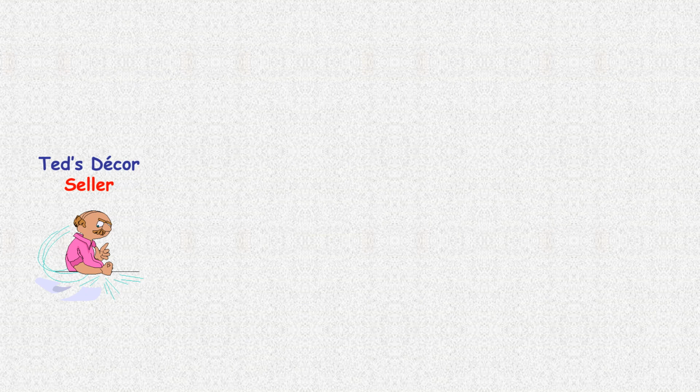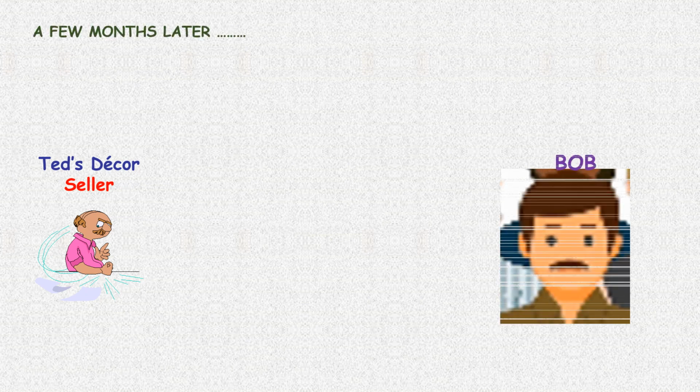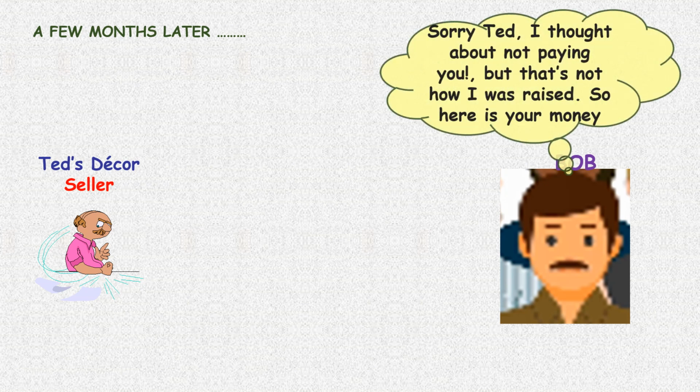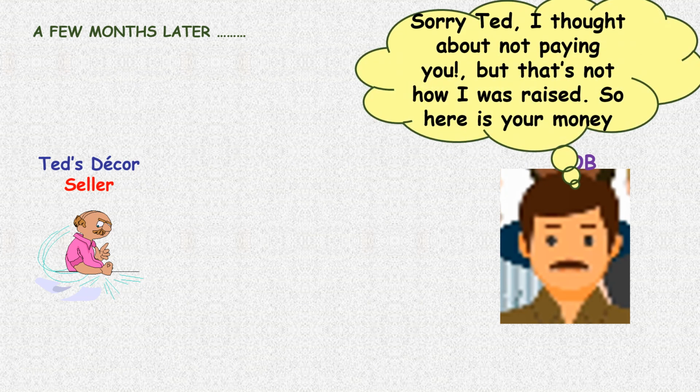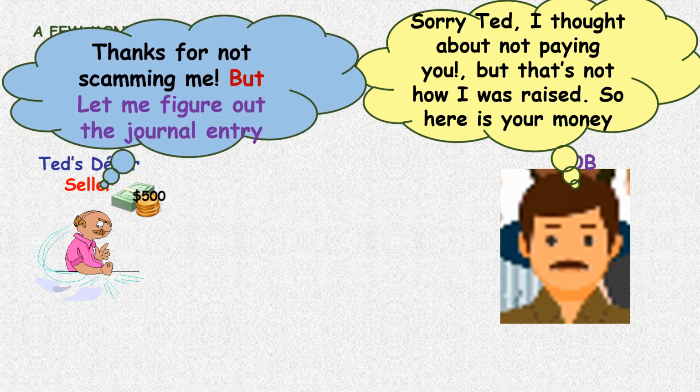Now, an interesting thing can happen: a few months later, it's Bob that is calling. And he is sorry that he did not pay the amount that he owed. And he says this is not how he was raised. So he is sending Ted the money, $500. Now Ted is happy that he got paid, but he has a problem. Now, what is the journal entry? So if you remember, we just talked about the fact that Bob was written off from the receivables. So how should we do this entry?